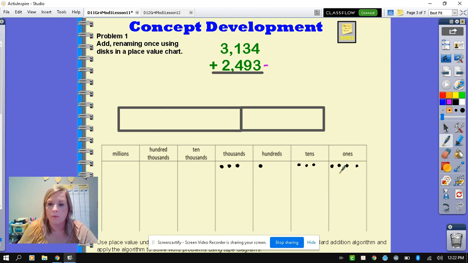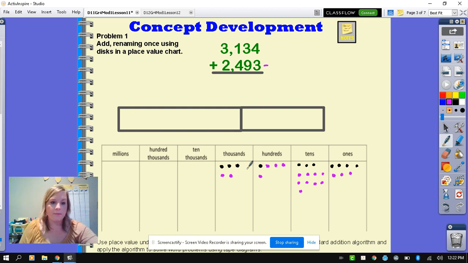So I have 3 in the ones place. I have a 9 in the tens place. 2, 3, 4, 5, 6, 7, 8, 9. I have 4 in the hundreds and 2 in the thousands.